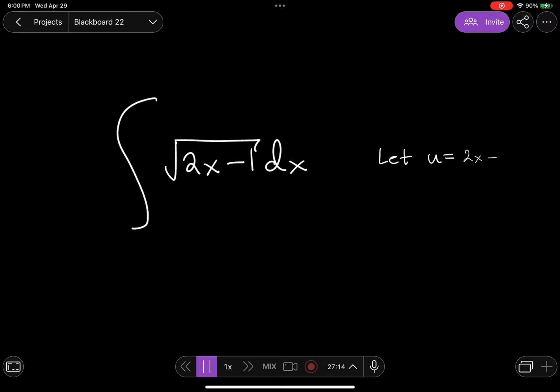I'm going to let u equal 2x minus 1. That, of course, tells me that du is equal to 2 times dx. You might look at this and go, oh, shoot. I only have the dx right here. I need a 2 times dx. So what you could do, like all good mathematicians do, is simply say this integral is the same thing as 1/2 times 2 times the integral.